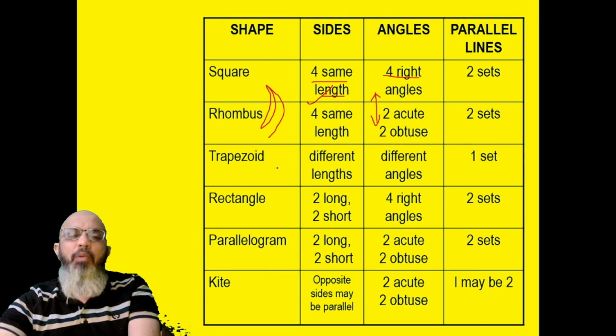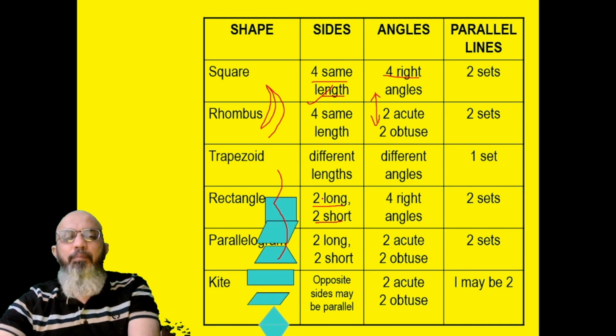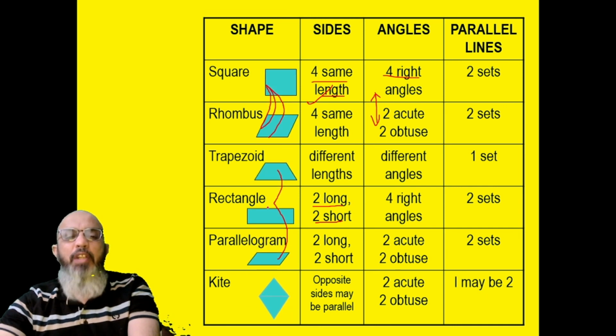Similar differences between rectangle, trapezium and parallelogram. In a rectangle we have two long and two short lengths. Opposite sides are the same, just look at the shapes. These opposite sides are equal, right? Means two long lengths and two short lengths. But in a trapezium we have different lengths. It doesn't have the same lengths and it has different angles as well. But in rectangles we have four right angles.